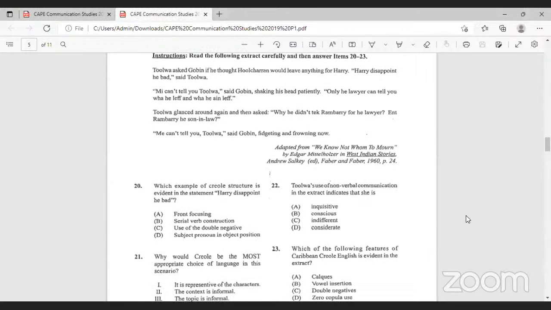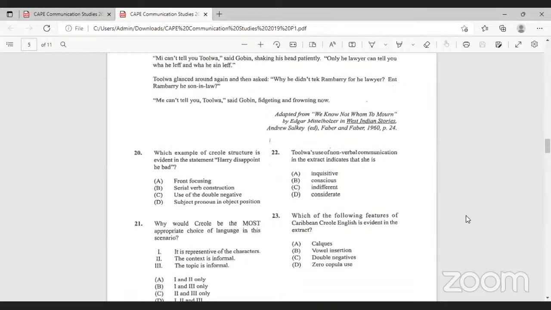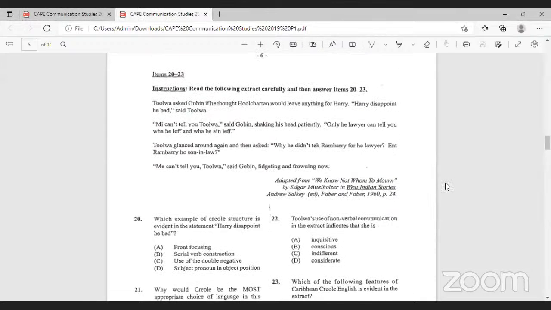23, which of the following features of Caribbean Creole English is evident in the extract? A, calques, B, vowel insertion, C, double negatives, or D, zero copular use. Answer is A. 23 is A.